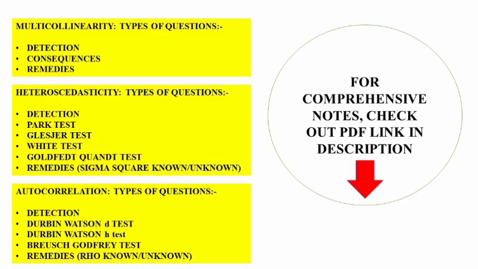In heteroscedasticity we have Park test, Glejser test, White test, and Goldfeld-Quandt test. For autocorrelation we would be having Durbin-Watson d test, Durbin-Watson h test, and Breusch-Godfrey test. For the remedies, there would be the cases where sigma square is known or unknown, or rho is known or unknown.